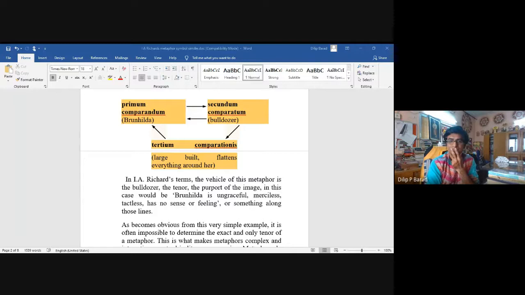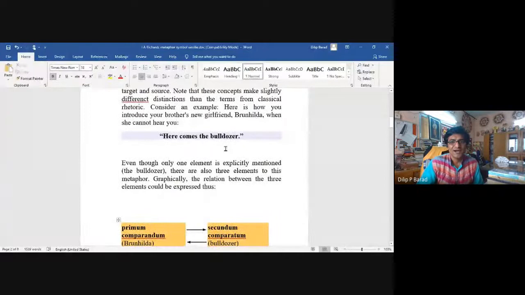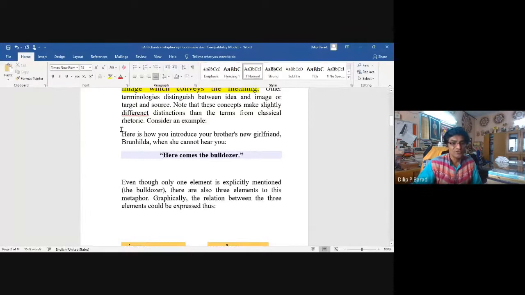Does it change the attitude? Can you use that? Okay, read this example here. It says, primum comparendum is Brunhilda. There is a context given here: here is how you introduce your brother's new girlfriend, Brunhilda.